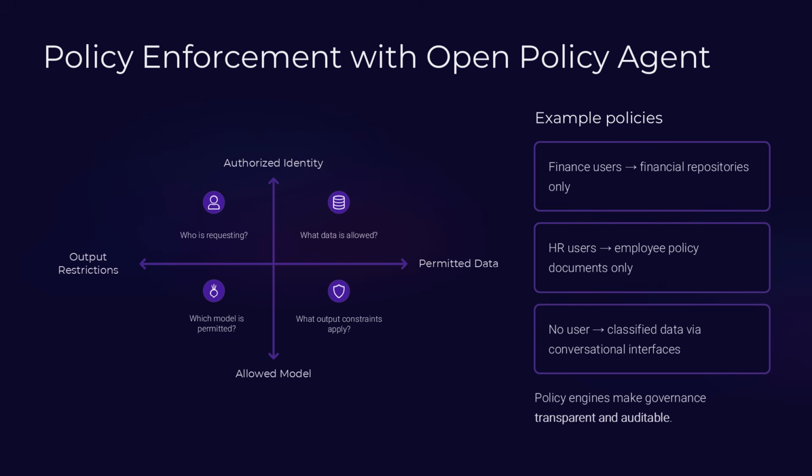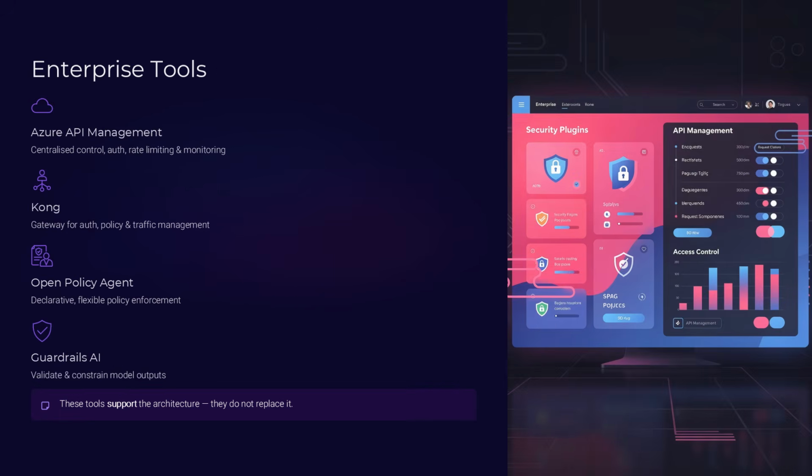For example, you may enforce policies such as: finance users may access financial knowledge repositories. Human resources users may access employee policy documents. No user may retrieve classified information through conversational interfaces. Policy engines externalize decision logic, making governance transparent and manageable. You do not need to build everything from scratch. Mature tools exist to support secure architecture.